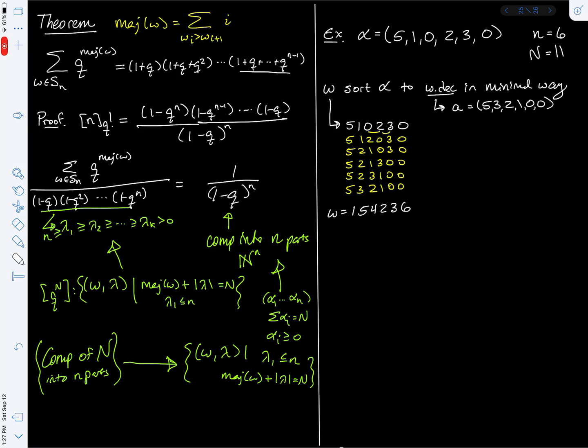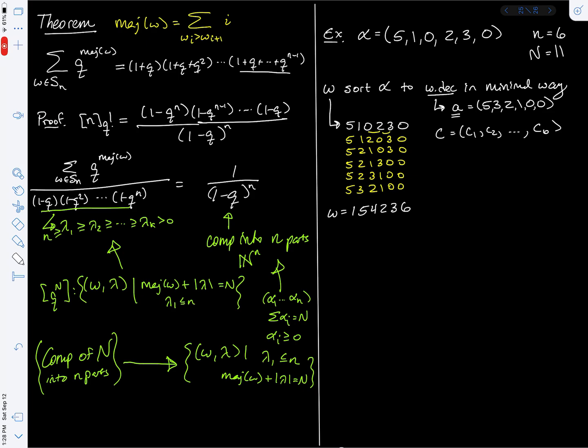And now what is the partition lambda? Well, to get lambda, I'm going to build up, I've got this A, and now I'm going to build up something that I'm going to call C, and that's going to tell me the multiplicities for the parts. So C is going to be C1, C2, all the way up to Cn. Okay, and Ci is going to be the number of parts of lambda that are size i.